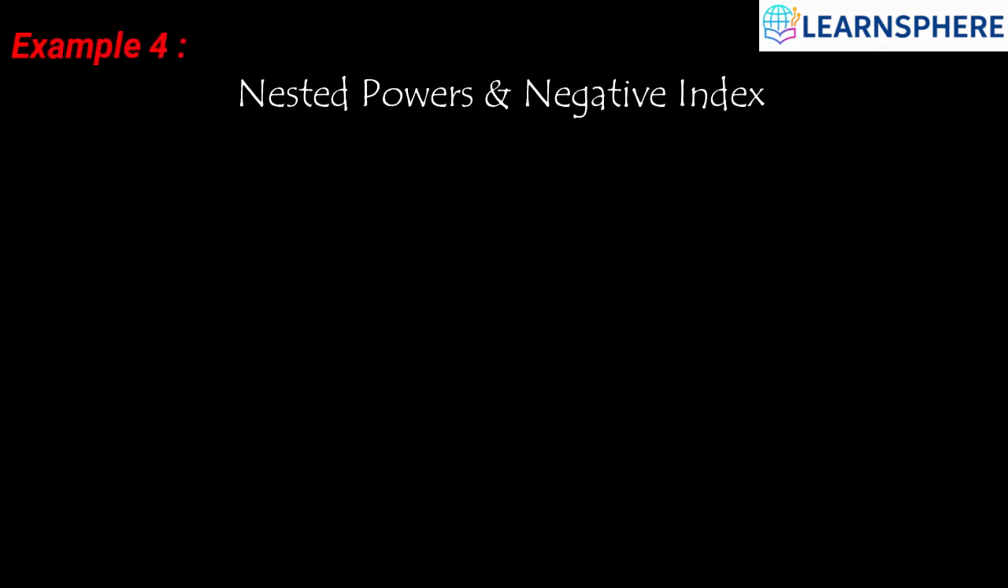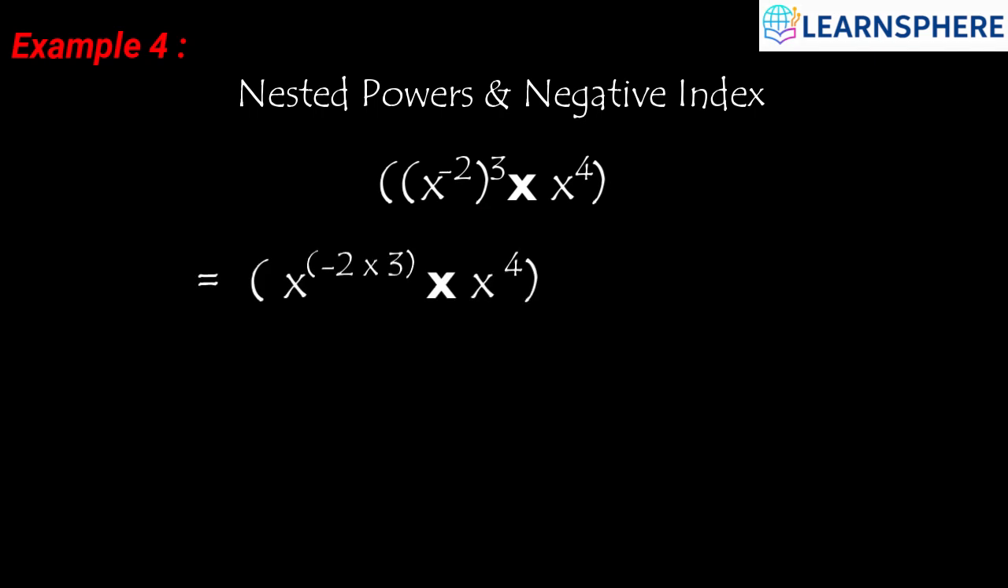Let's go on to example 4, where we have nested powers and negative index. For this example, we have bracket x to the power of negative 2 raised to the power of 3 times x to the power of 4. Firstly, we have to solve for the brackets on the inside, where we'll get bracket x to the power of negative 2 times 3, times by x to the power of 4.